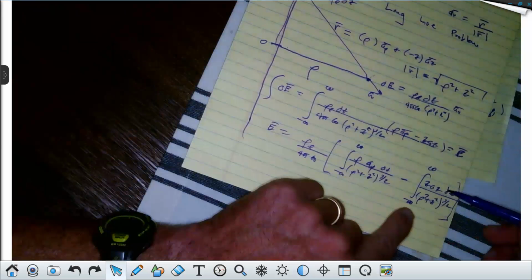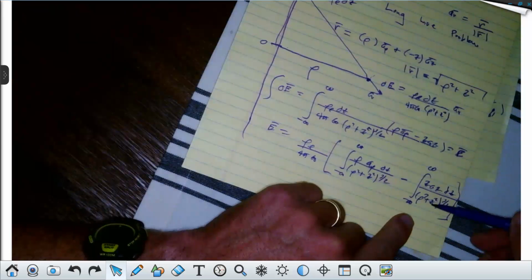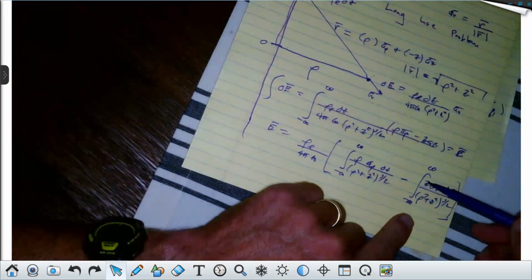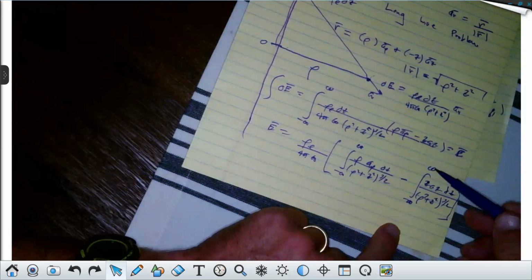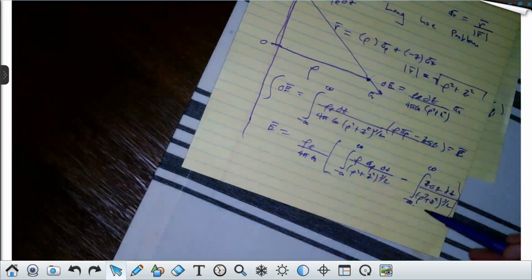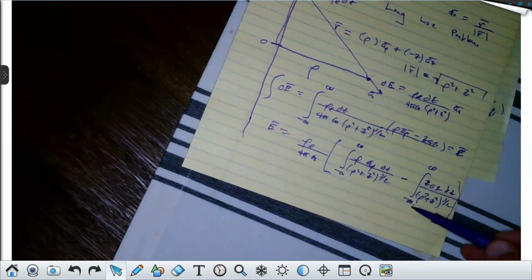But let me say one thing. I want you to look at this integration right here for a second. You see how I have z on top. The bottom term, rho squared plus z squared to the 3/2, is strictly positive. Do you agree with that? Now just think about this. If I take this integration and break it up into two integrals, one from minus infinity to 0, and a second from 0 to infinity, well, from minus infinity to 0, z will have a negative sense. Do you agree with that?